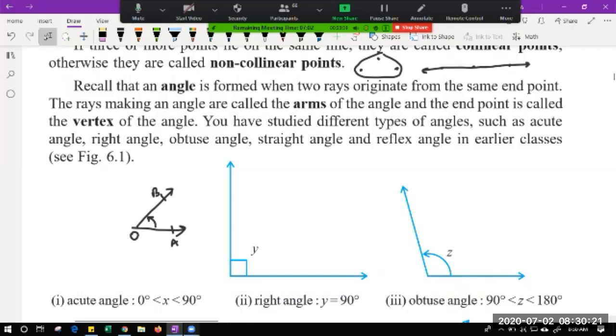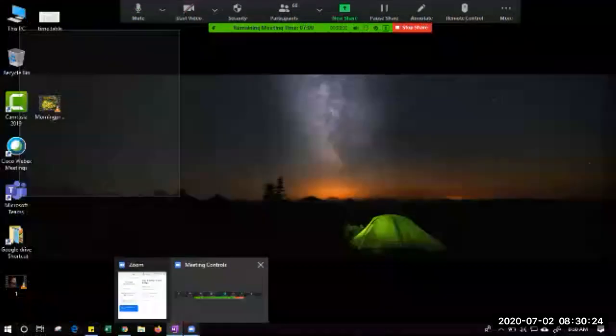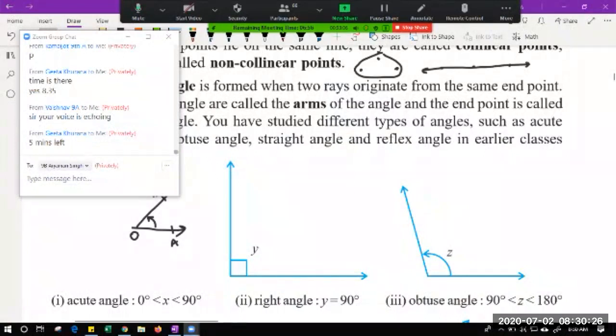Now, can you please help me? What is the angle name? What is the angle name of O?